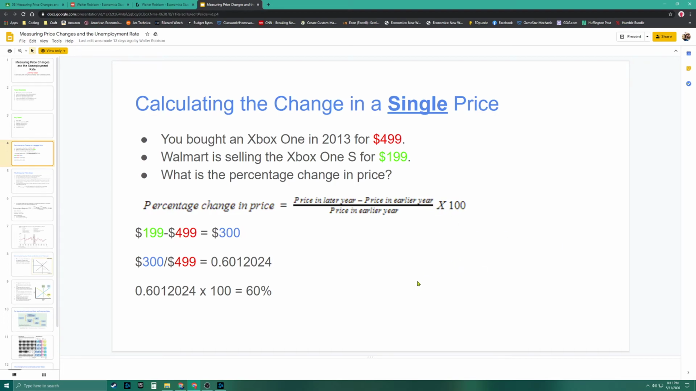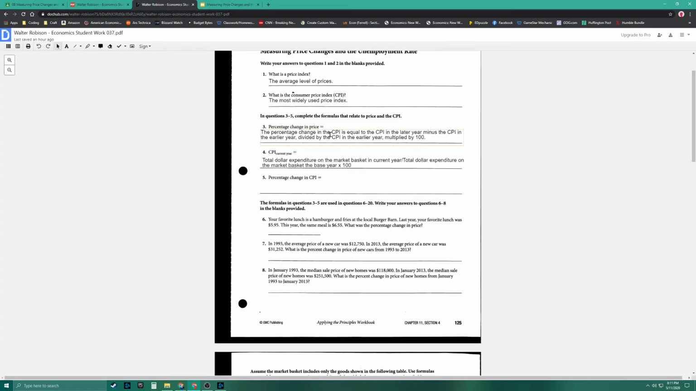It sounds wonky, but like this is an example. You buy an Xbox in 2013, it costs $499. Walmart is selling the Xbox One S for $199. What's the percentage change in price? So you take the latter price, which is today, so it's $199. You subtract it from the older price, $499. You get $300. You take the 300, divide that by the earlier price, which was $499, the original price, and you get 0.60. You can see it right. Then you take that number, you multiply that by 100, and you're going to be moving your decimal over 2 places, and you get 60%. All right. So that's how you figure that out.